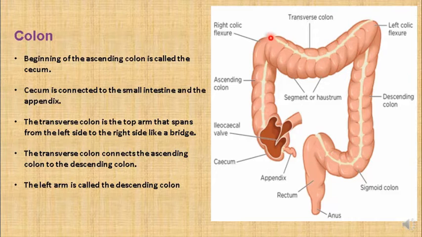The ascending colon extends to the transverse colon, then to the descending colon. This is the right arm, this is the left arm. The descending colon is the left arm. And the transverse colon acts as a bridge between the ascending and the descending colon. It is segmented. You can see it is segmented, and it is curved at the right colic flexure, and this is the left colic.